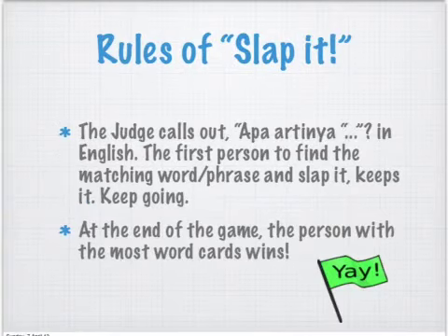The judge calls out apa artinya, for example, hand in English. The first person to find the matching word in that pile and slap it gets to keep that word. And so on, this keeps going. At the end of the game, the person with the most word cards wins. The judge is basically the one who gets to check and decide who is doing the right thing. So make sure in this game that you be really careful and you don't hurt one another.